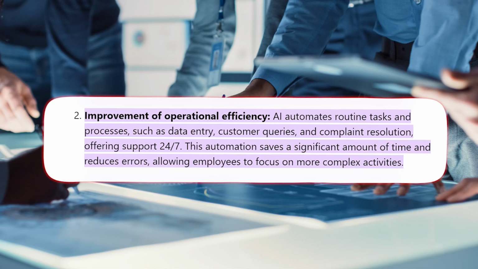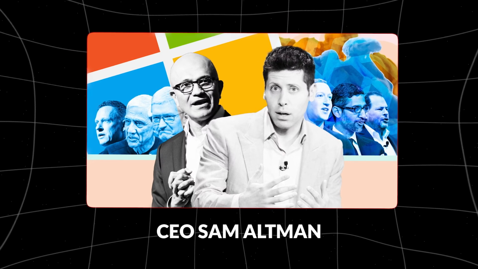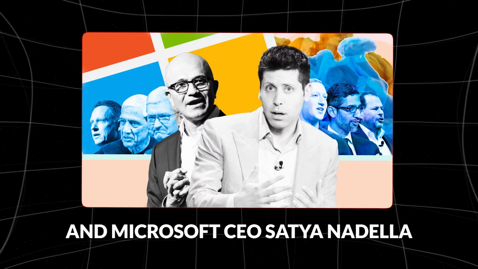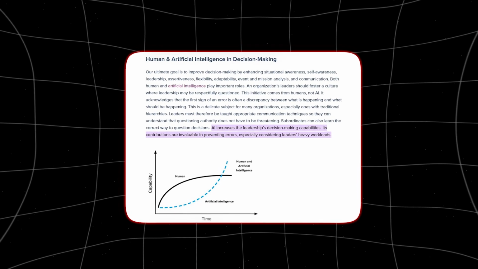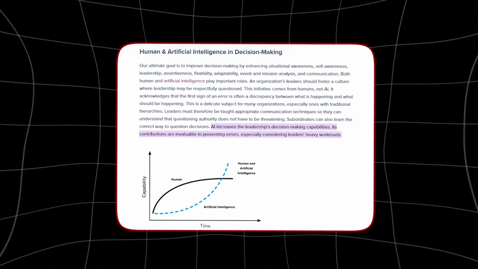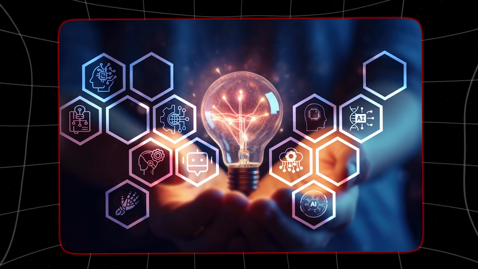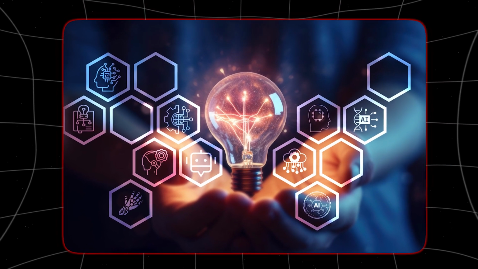This shows that many employees trust AI to help them save time, boost their creativity, and improve their focus. Similarly, leaders in the tech industry, such as OpenAI CEO Sam Altman and Microsoft's CEO Satya Nadella, believe that AI can take on big responsibilities at the workplace. This makes artificial intelligence a powerful tool for making informed decisions and leading teams. Now let's explore five cutting-edge AI tools that can boost your productivity at work.